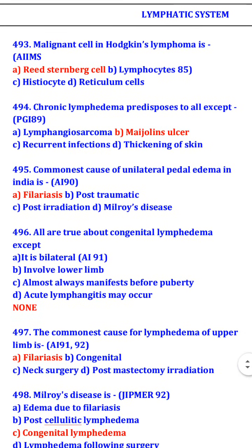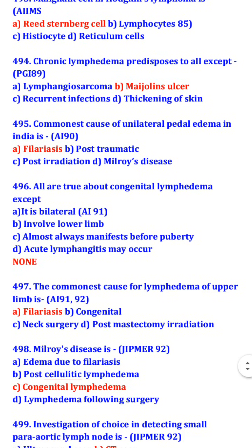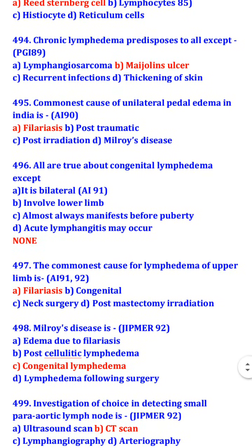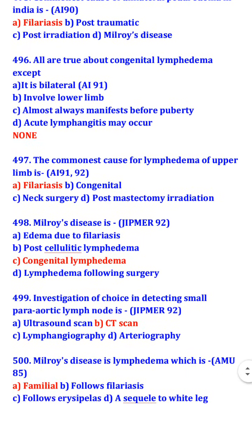All are true about congenital lymphedema except none of these. So all are true about congenital lymphedema. It is bilateral, involves lower limb, and almost always manifests before puberty. Acute lymphangitis may occur. The commonest cause for lymphedema of upper limb is filariasis. Milroy's disease is congenital lymphedema. Investigation of choice in detecting small para-aortic lymph node is CT scan. Milroy's disease is lymphedema which is familial.